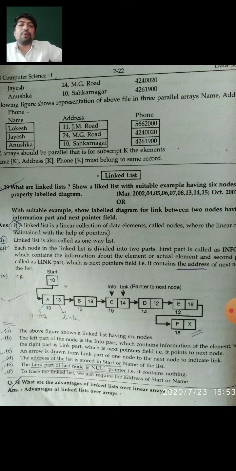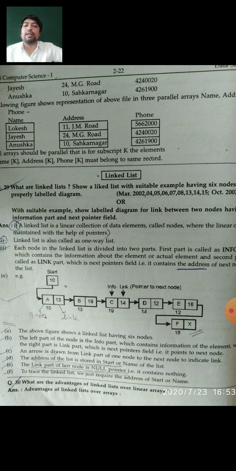which contains the information about the element or actual element, and the second part is called the link part. So the node is divided into two parts. The first part is the info part and the second part is the link part. Info part contains the information or the data element, and the second part contains the address of the next node. The address of the next node is useful to represent the link of the node with the next node.